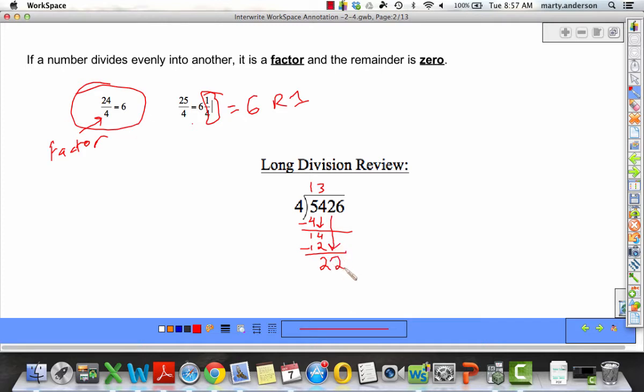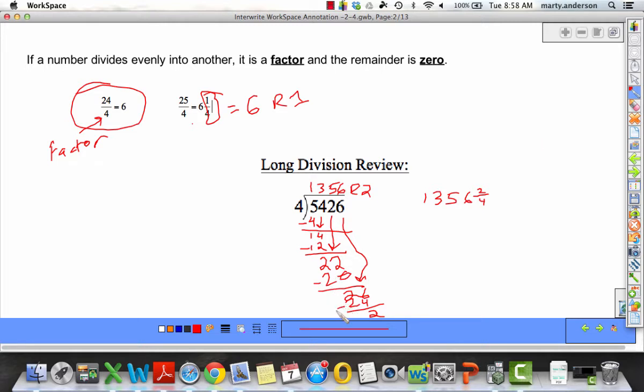Drop this guy down. 4 goes into 22 5 times. 5 times 4 is 20. We have minus again, and I get 2, and that 6 comes down. And 4 goes into 26 6 times. 24, and I get a remainder of 2. Since I get a remainder of 2, you could write it R2, or you can write it as 1,356, and remember you can put 2 over 4, so 2 and 2/4, which would actually be 1,356 and a half. So just a little long division review there in what you're doing.